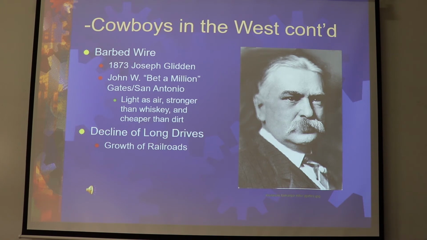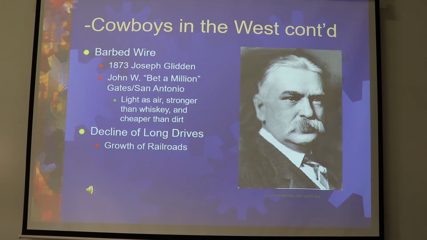Well, what killed the cattle drives? Well, the romantics among us will say it was the invention of barbed wire, which had been invented back in 1873. Joseph Glidden made a rudimentary way to make barbed wire. John W. "Bet-a-Million" Gates then set up a barbed wire corral in San Antonio. This is like in the mid-1880s, so a lot of time had passed, and he challenged anybody who had a bull that could break through his barbed wire, he'd give him $500.